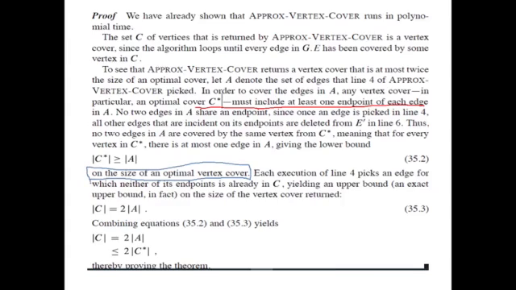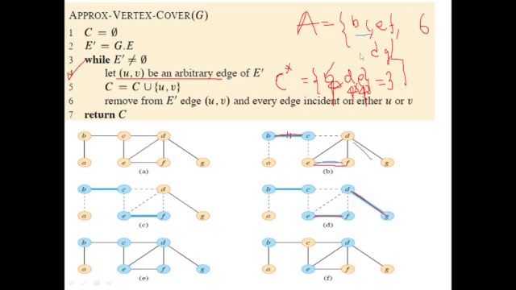From the optimality point of view, C star has size 3. Correct, friends? From the size point of view, what is A? 6. So which is optimal? 3. That means from the optimal point of view, C star is greater than or equal to A, and C star is better. They are saying that on the size of an optimal vertex cover, C star is greater than or equal to A, which is true.